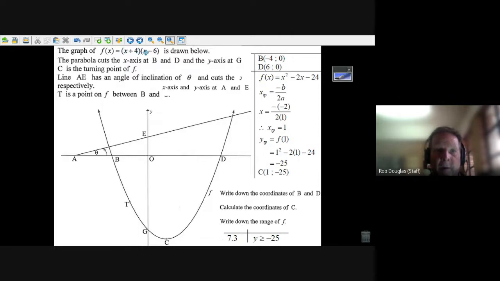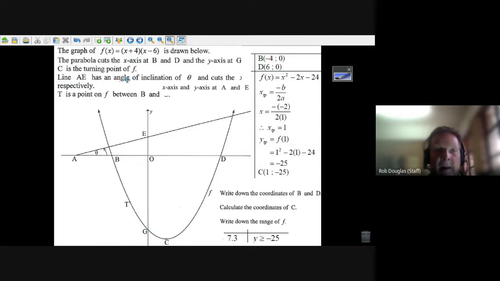x plus 4 times x minus 6. So it's like x squared minus 2x minus 24. That'll be the standard form. But there it is in intercept form. And it cuts the parabola at B and D here, and the y-axis at G. So that's the y-intercept right there. There's its turning point at C.